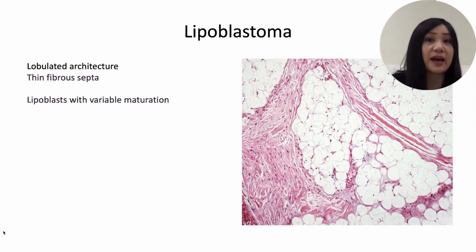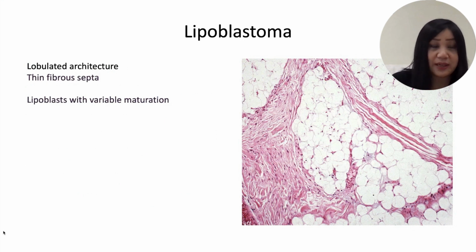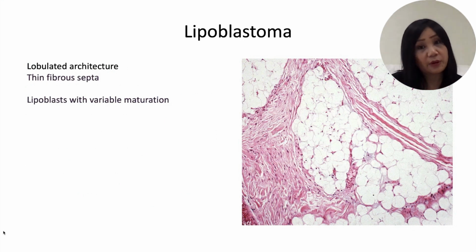So first of all, these are lobulated looking tumours of variable amounts of maturing adipose tissue with intersection by variable thin, sparsely cellular fibrous septa. And there are also frequently lipoblasts with variable maturation.